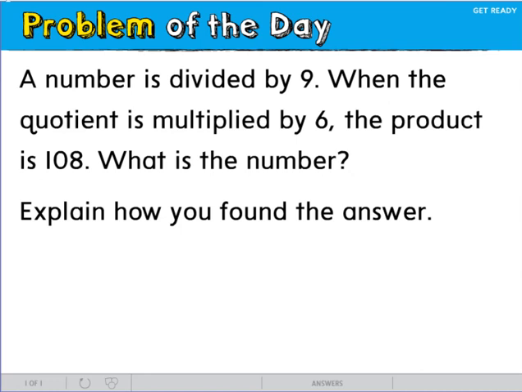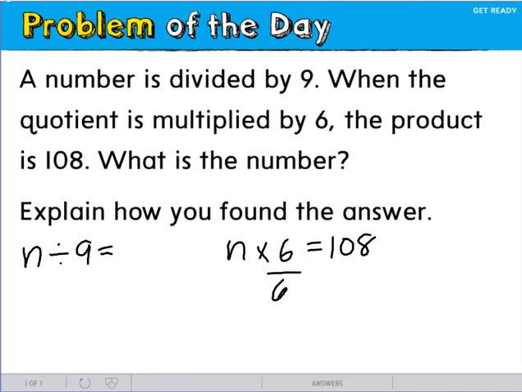Okay, listen up. Check it out. A number is divided by 9. Number divided by 9. That equals something. The answer of this, multiplied by 6 equals 108. This is where you guys got 18, right? Yeah. It's divided by 6 on both sides. N equals 18, correct? Yeah.